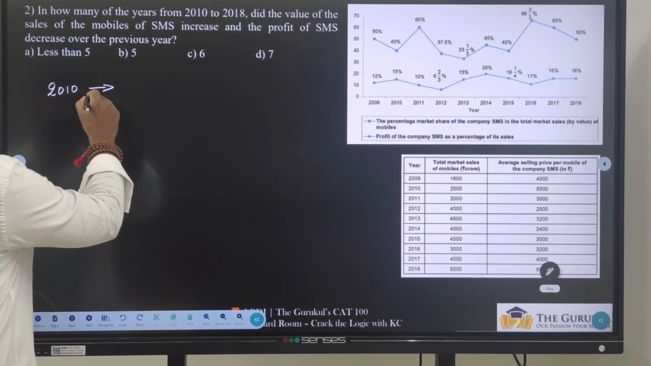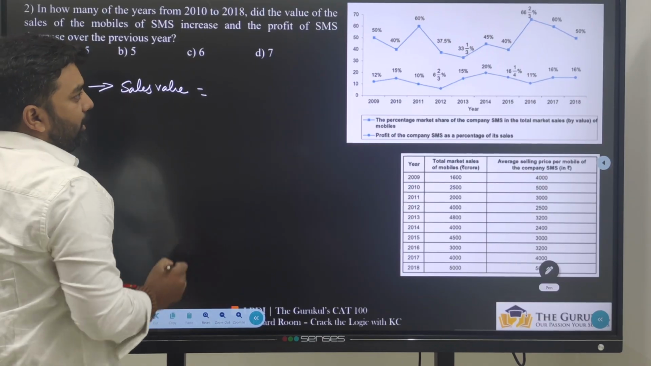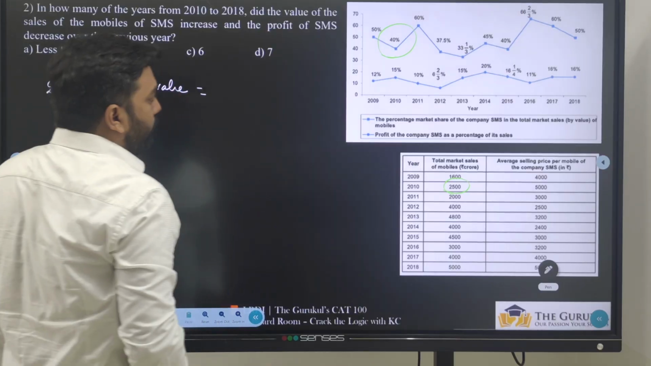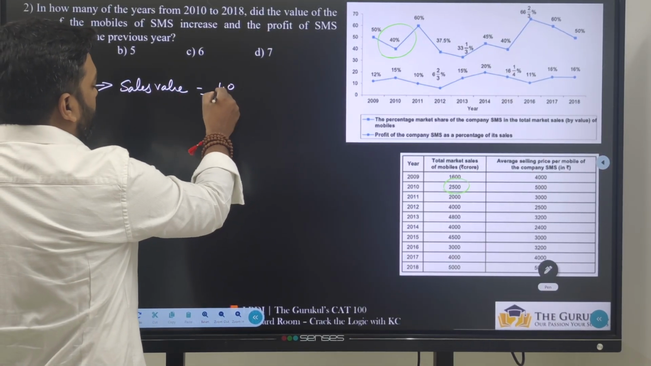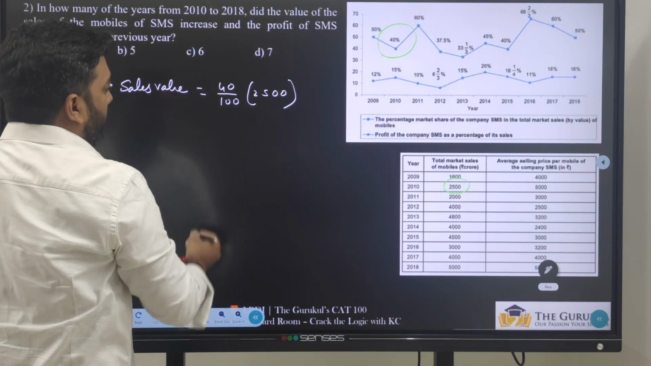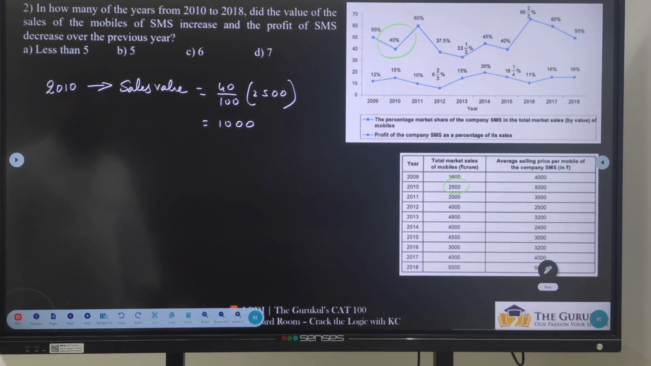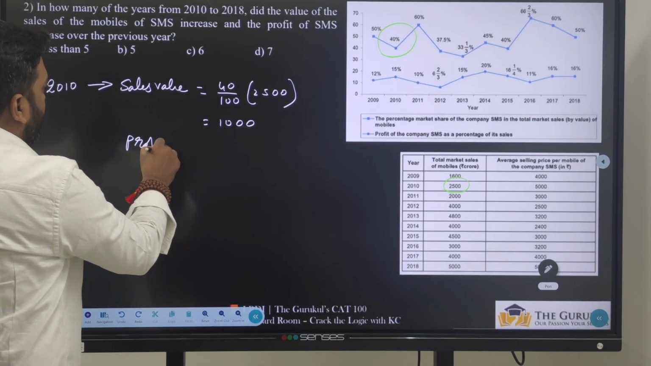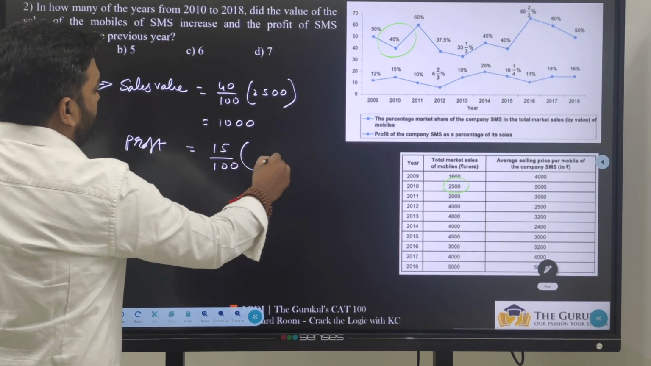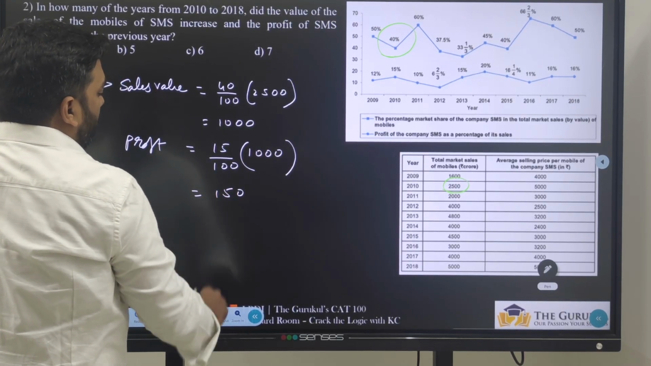In 2010, can I say sales value is equal to 40% out of 2500, which is 1000 crores. Now profit in 2010 is equal to 15% of sales, that is 1000, which is 150 crores.